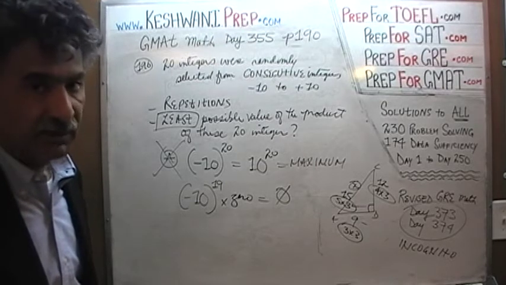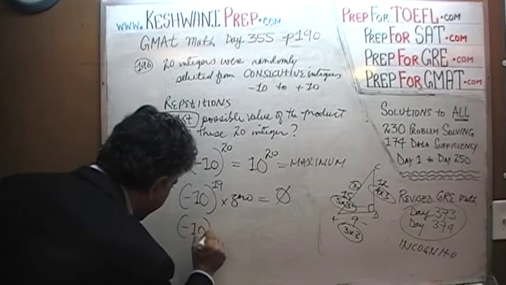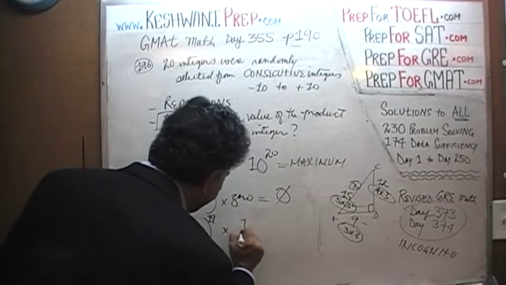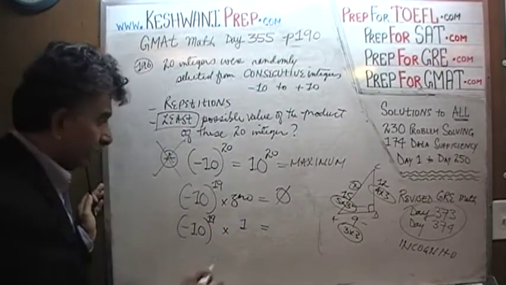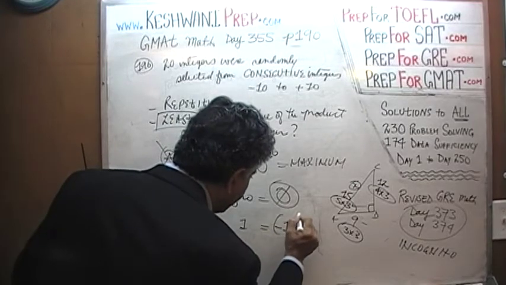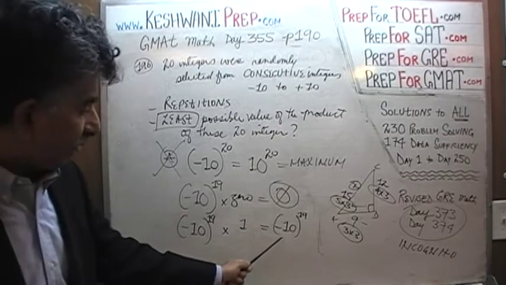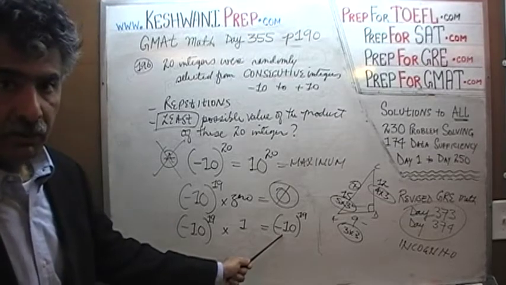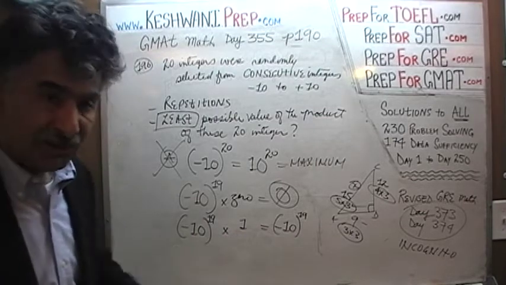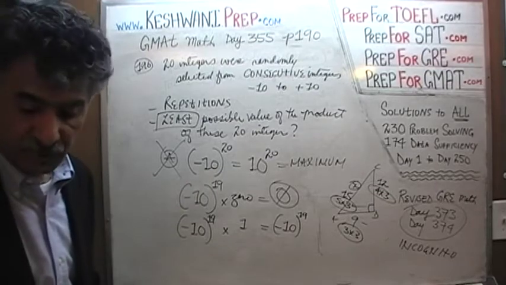The answer is yes, we can make the product even lower by picking negative 10 on 19 different occasions, but on the 20th occasion we pick 1. If we pick 1 instead of 0, the product is going to be negative 10 raised to 19, a very huge negative number, which is much smaller than 0. Is that the least possible value of the product of the 20 integers? The answer again is no.